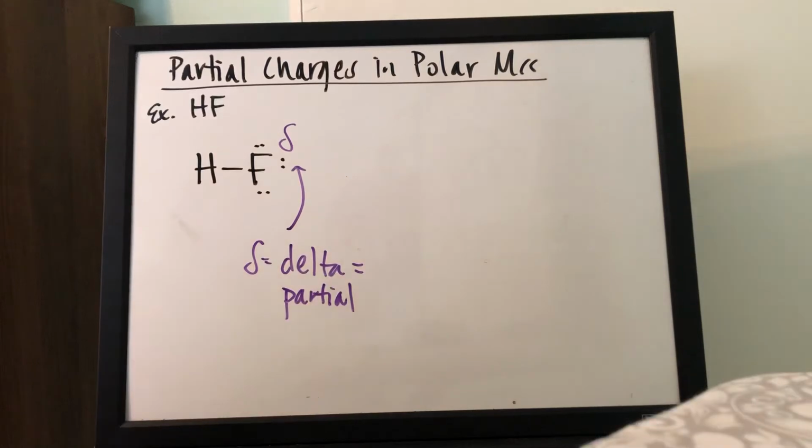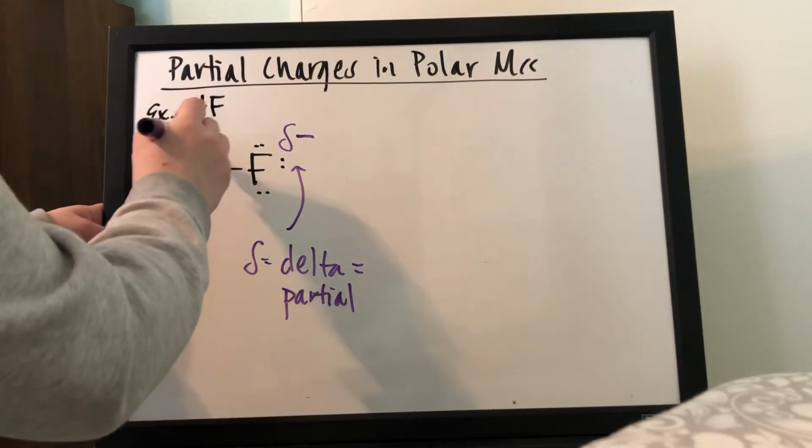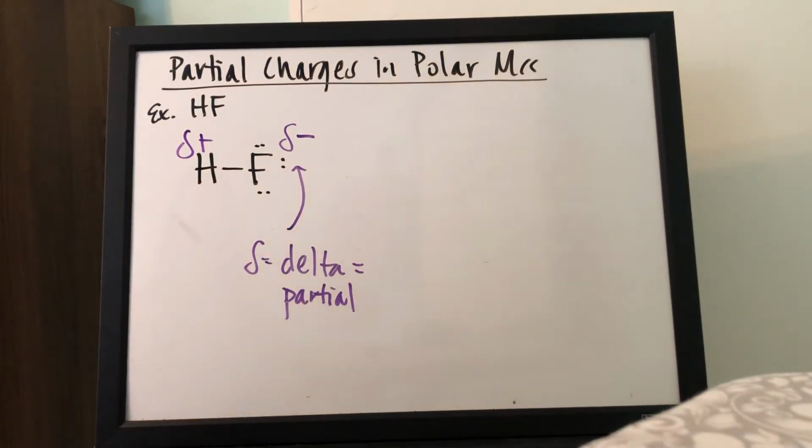And because fluorine is more electronegative and draws the electrons toward itself more of the time, it acquires a partial negative. Why negative? Because electrons are negative, okay? So if fluorine has a partial negative, well then hydrogen has the electrons less of the time, which means it's going to acquire a partial positive. So the same thing, that little partial sign with a positive, okay?